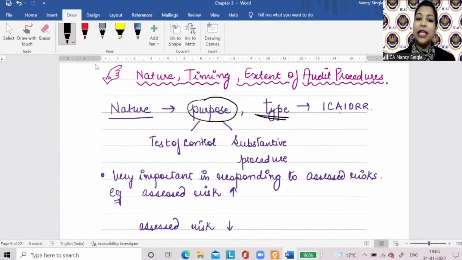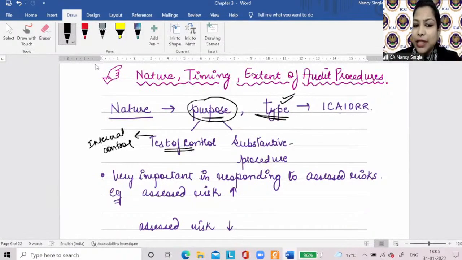So when we say that the audit plan should include a description of the planned nature, timing, extent of audit procedures, nature means what is the purpose, why the auditor wants to perform a particular type of procedure, that the auditor needs to plan well in advance, right? So I've mentioned that purpose can be what? Test of control. And we will be seeing that test of control is what? It is checking the internal controls of an organization, right? And what are substantive procedures?